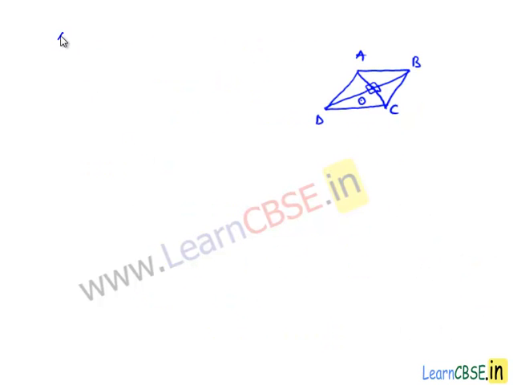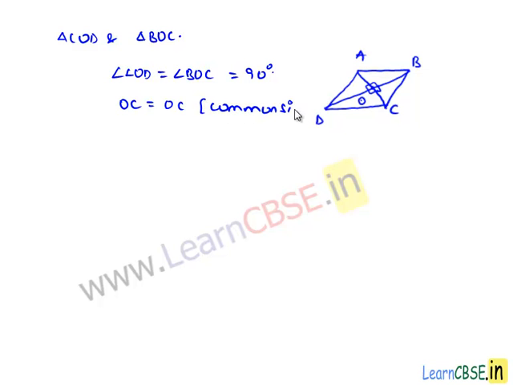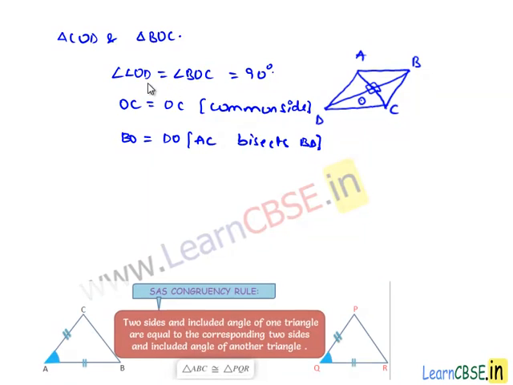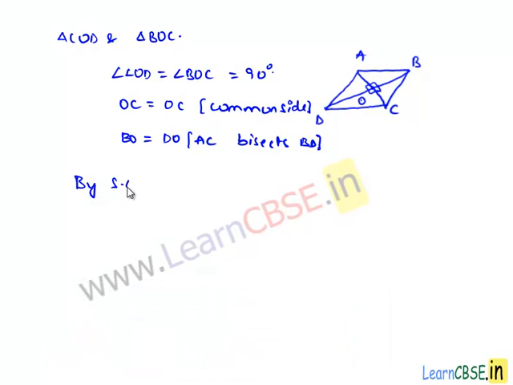Now let us consider triangle COD and triangle BOC. In this, angle COD is equal to angle BOC is equal to 90 degrees and OC is equal to OC, since it is a common side for both the triangles, and BO will be equal to DO, as AC bisects BD perpendicularly. So here, as in the two triangles, the corresponding angle and two corresponding sides are equal, by the SAS congruence rule, triangle COD is congruent to triangle BOC.